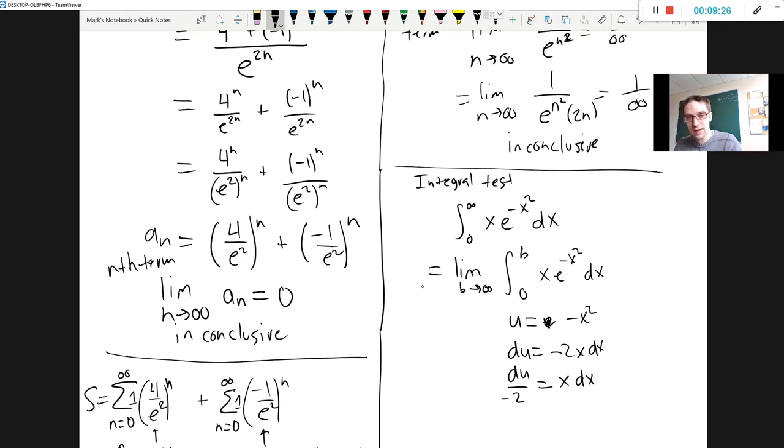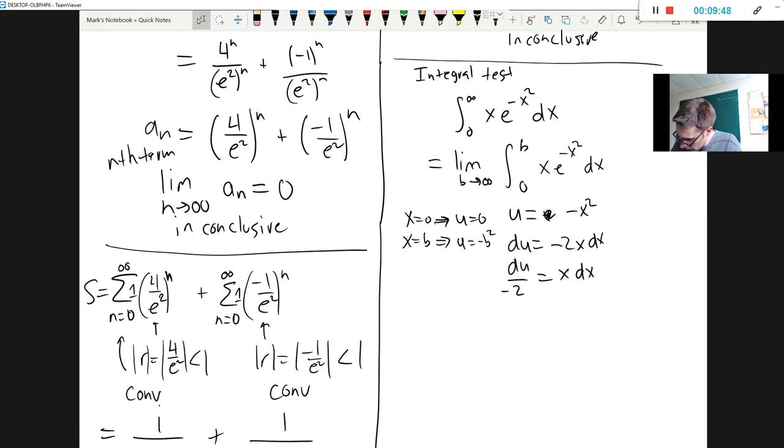And since we have a definite integral, it would be a good idea to change our limits. And so when x equals 0, u is going to be equal to 0. And when x equals b, u will be equal to negative b squared. Okay, so we can rewrite our limit. Limit as b goes to infinity of the integral from 0 to negative b squared of e to the u, and then x dx would be du over negative 2.